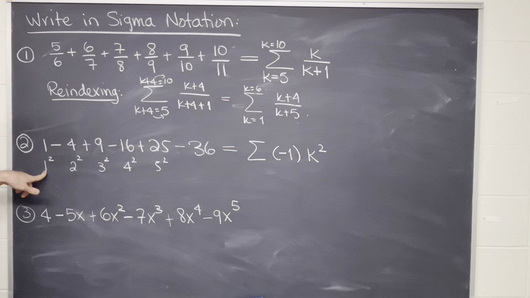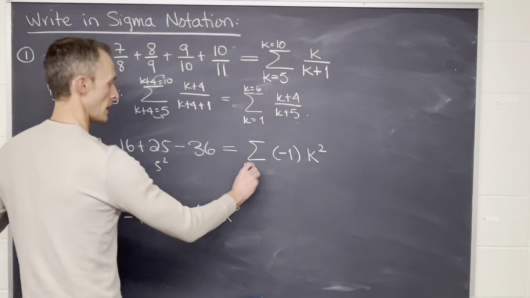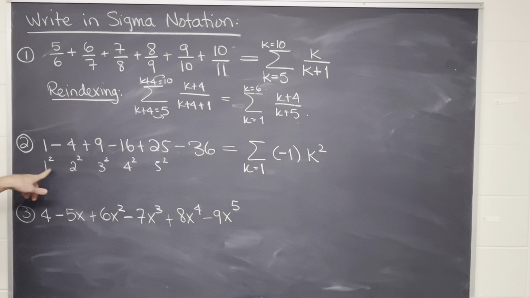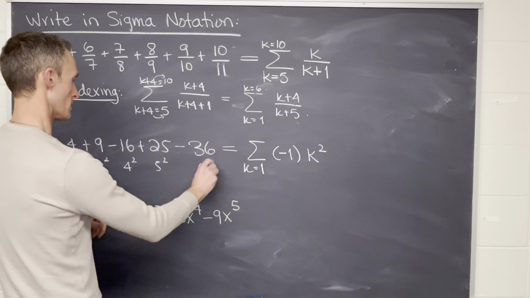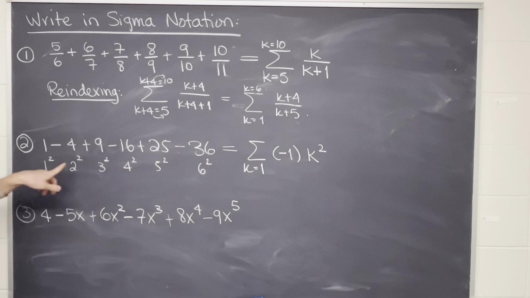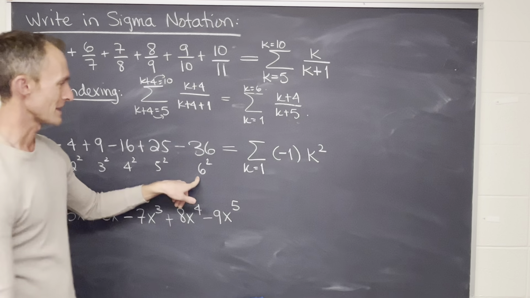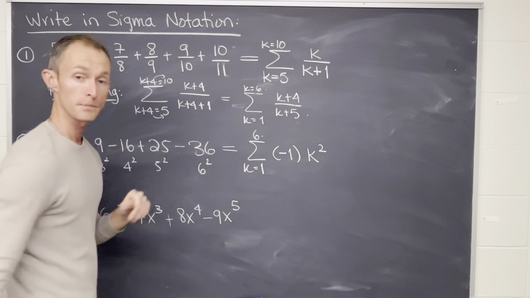So I've got to have k starting at 1. So that's going to be k is equal to 1. And it's got to go all the way up to, let's see, I forgot the 6 squared, sorry. So that's a 6 squared. And it goes 1 squared, 2 squared, 3 squared, 4 squared, 5 squared, up to 6 squared. So it's going to go all the way up to 6.